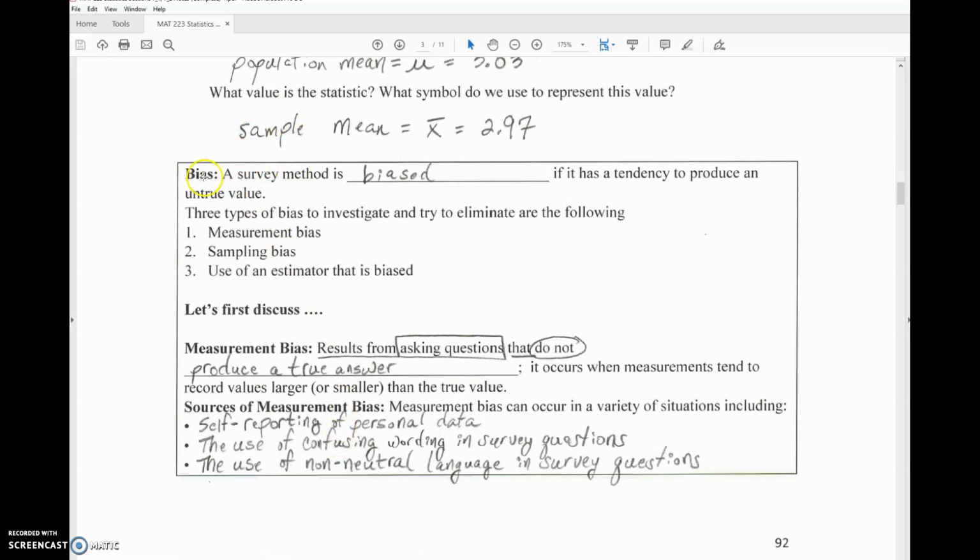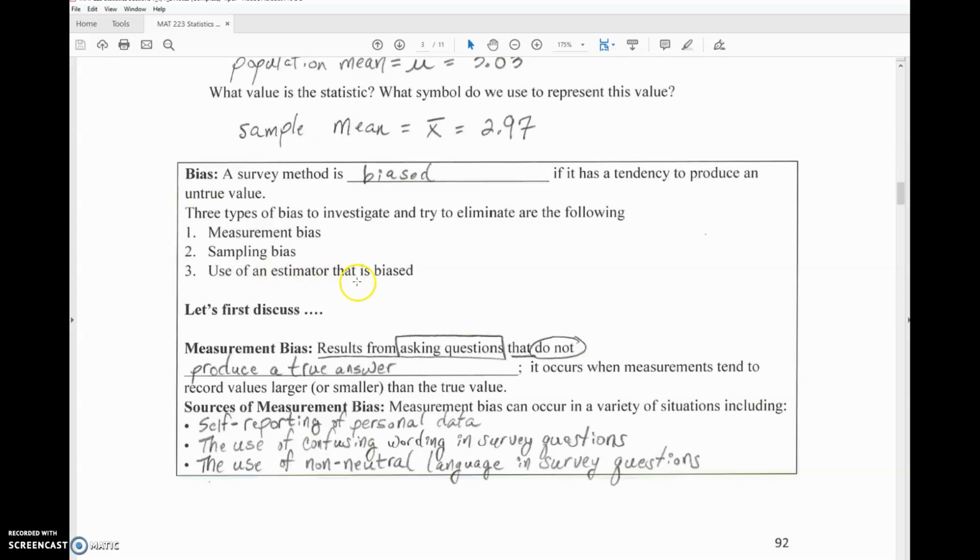Okay, before I go further, I want to talk about bias. What is bias? Bias is a survey method. A survey method which is biased is because it has a tendency to produce an untrue value. Now, there are three types of bias that we need to investigate, and we'll try to eliminate. They are measurement bias, sampling bias, and then the use of an estimator that is biased.